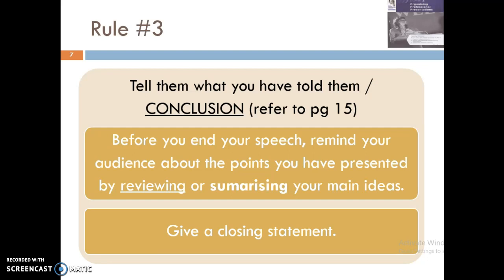Then provide a closing statement, something which would make them remember. So there you have it, the 3 golden rules.